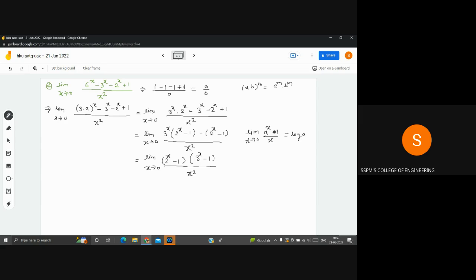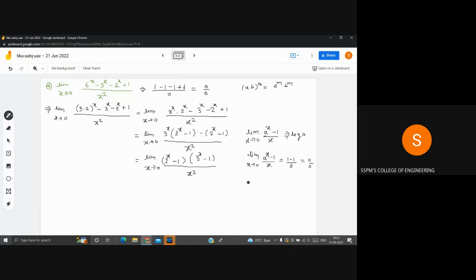Because here the limit is 0 by 0, it means we find the derivative of the numerator function as well as the denominator function separately. The derivative of a raised to x is a raised to x into log a, and the derivative of minus 1 is 0, upon the derivative of x. If you want, I will simplify it in a simple way. So a raised to x minus 1 by x: if you apply the limit here, a raised to 0 is 1, minus 1 upon 0, that is 0 by 0.